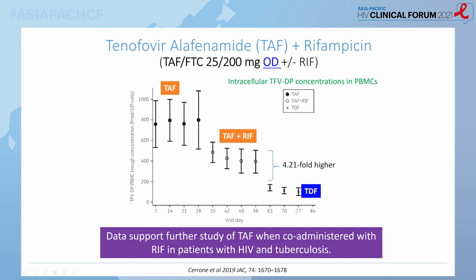So although it is contraindicated in the package insert, perhaps this intracellular data supports further study of TAF when co-administered with rifampicin in patients with tuberculosis. And that's really just looking at the active drug at the site of action.